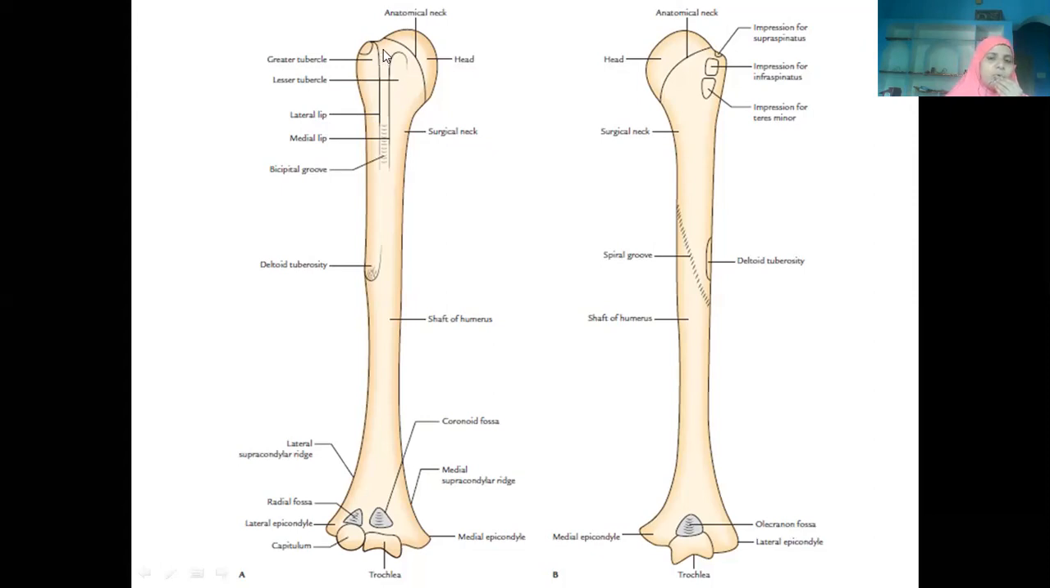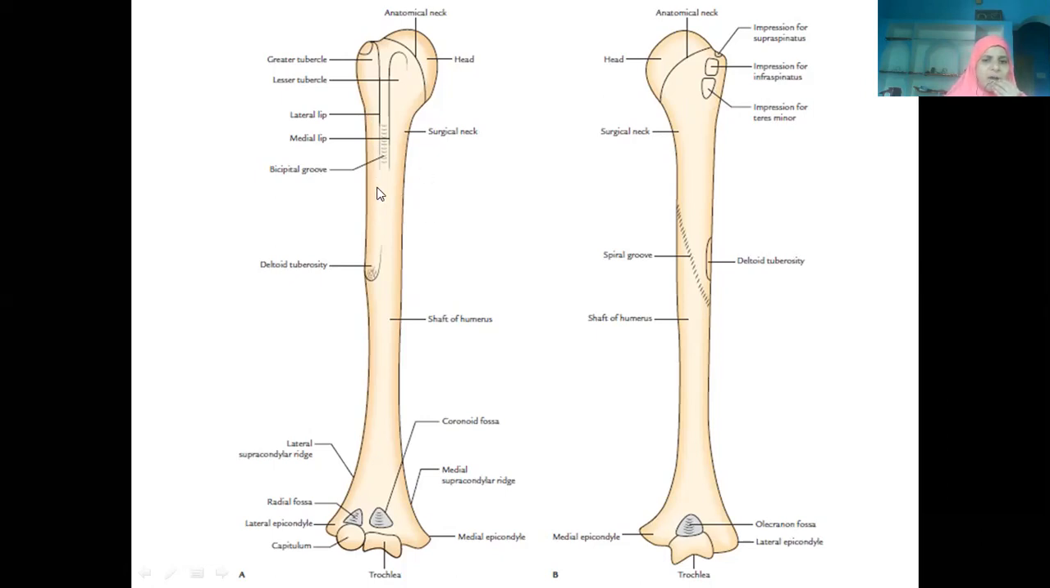Between the two tubercles we have the intertubercular sulcus, also called the bicipital groove. This bicipital groove will have two lips: this is the medial lip and this is the lateral lip of the bicipital groove. Now, this is when you see from the anterior aspect. From the posterior aspect we will also see a part of the greater tubercle, but not the lesser tubercle, because the lesser tubercle is seen from the anterior aspect.